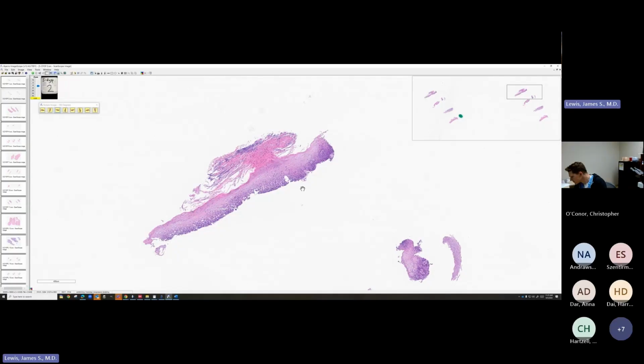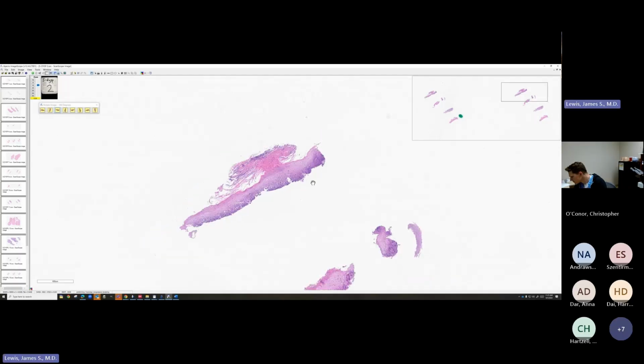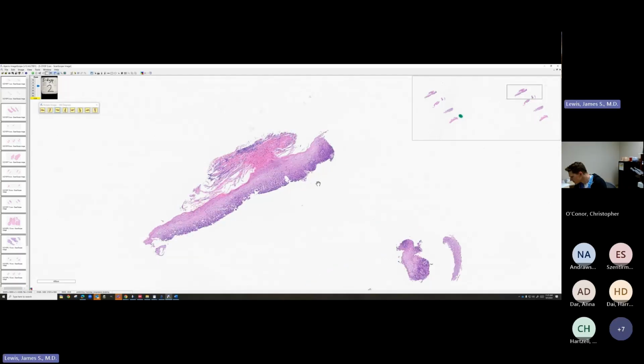Okay. Here's another one, and these are superficial. Sometimes you want to put a comment as superficial or minimal stroma present, particularly if it's a severe lesion, since you may be missing something underneath that they didn't sample.